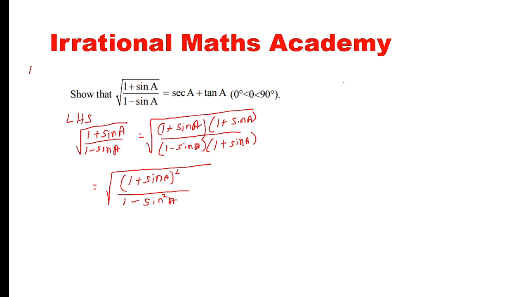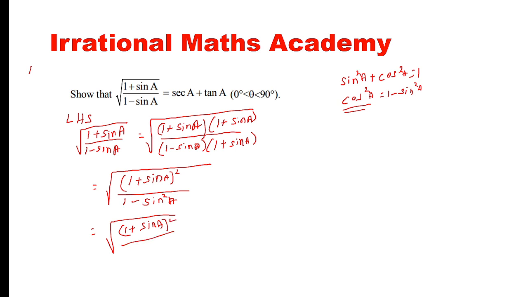One more thing, from the identity, sin square A plus cos square A, what do you get here? Cos square A equal to 1 minus sin square A. So in place of 1 minus sin square A, I can write it as cos square A. So under root of 1 plus sin A whole square by 1 minus sin square, and 1 minus sin square means cos square A we can write down here.